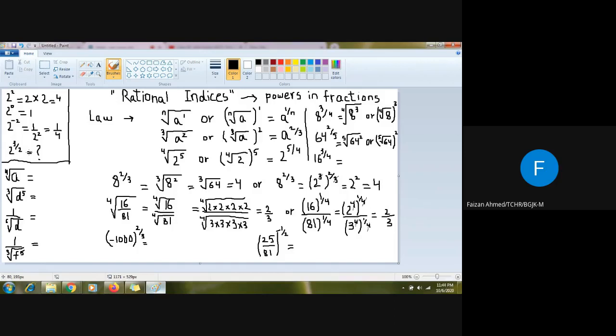This is basically the agenda of this video, and we'll be discussing what rational indices are. Rational indices means whenever the powers are in fractions, we have to solve them with certain laws. We have some tricks to solve these types of questions. In order to solve this question, we have to understand a law, and this law is very simple, and there is a trick to understand this law.